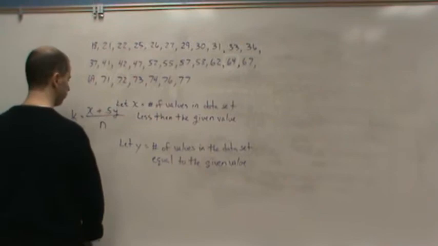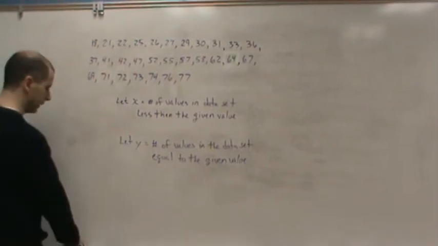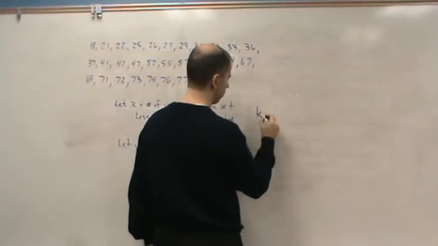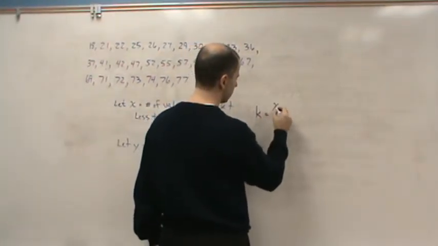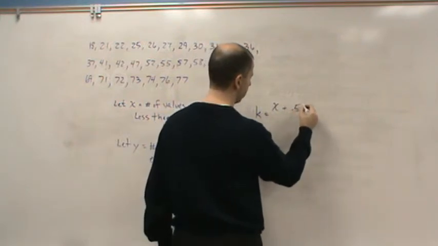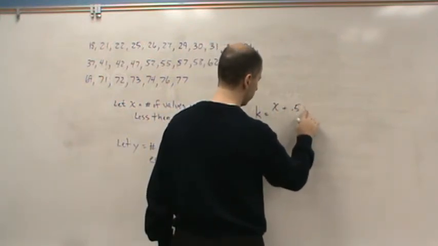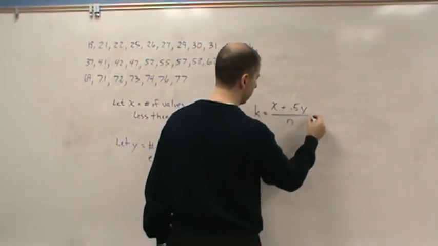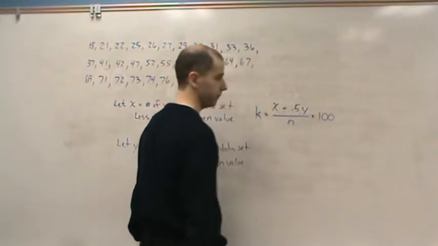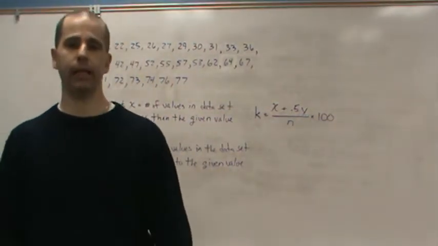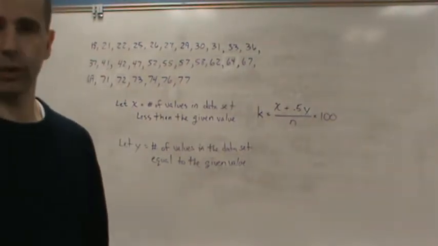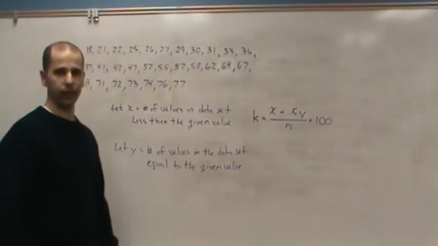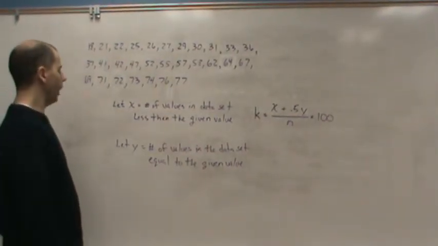So let me rewrite that because I didn't give myself enough room. I'm going to write it over here. So the kth percentile is equal to x plus 0.5 times y, divided by n, times 100. Okay, so that's going to be the formula. Do I have it on there? Yes, I do. Okay, good. It looks like I have plenty of room.